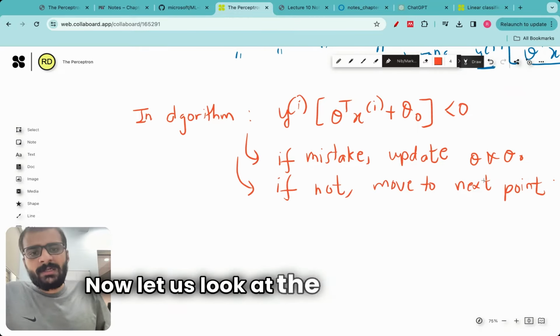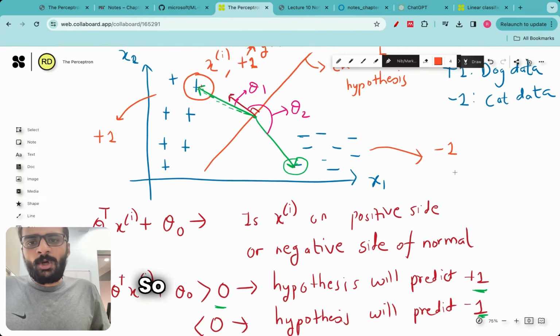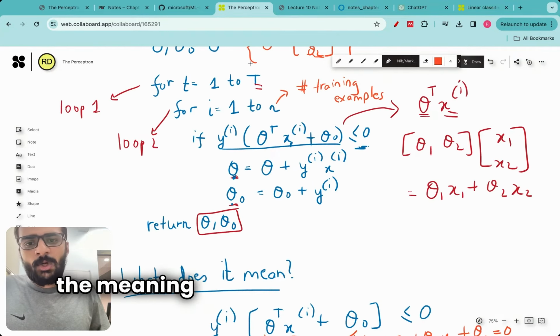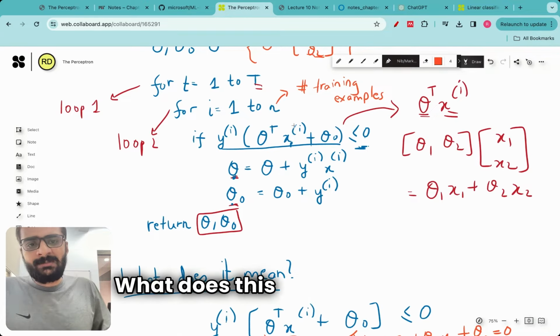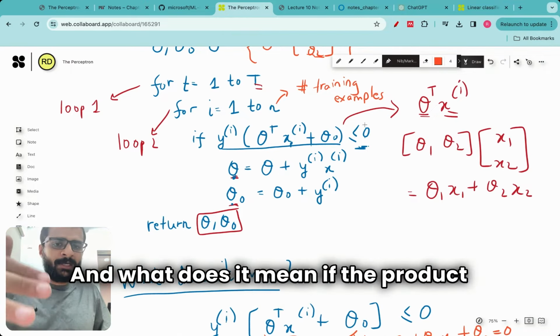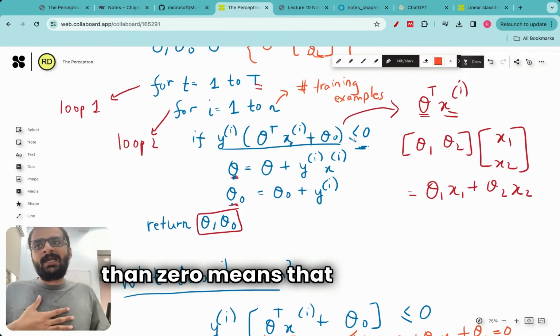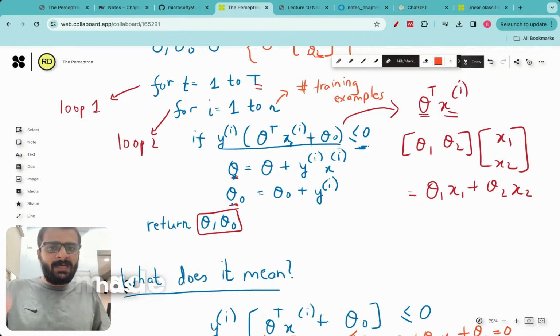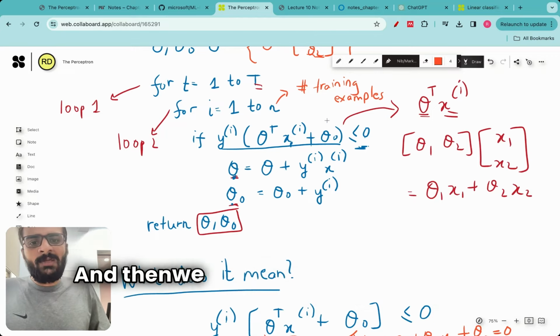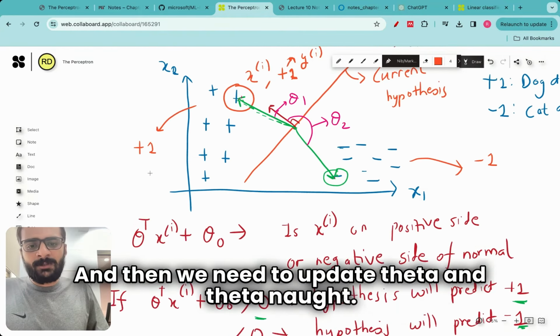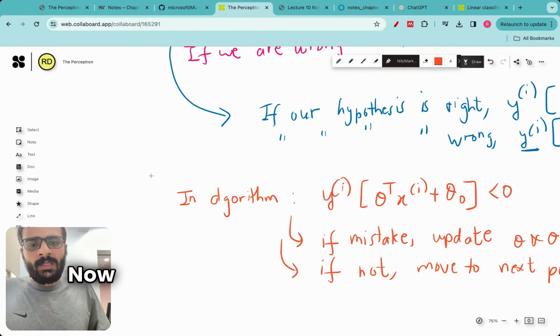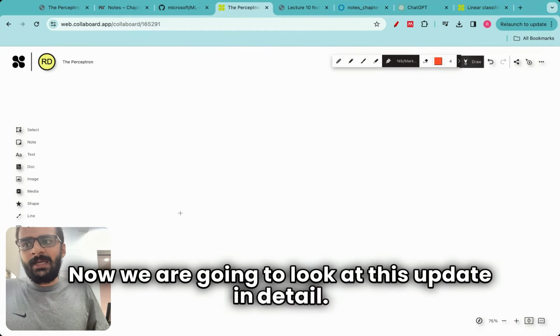Now let us look at the updating part. Up till now we looked at the meaning of this particular part, right? What does this product mean and what does it mean if the product is less than 0? We saw that the product being less than 0 means that our current hypothesis has made a mistake on that point, and then we need to update theta and theta naught. Now we are going to look at this update in detail.